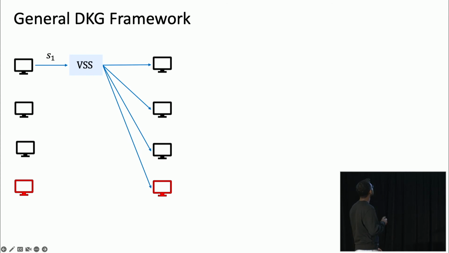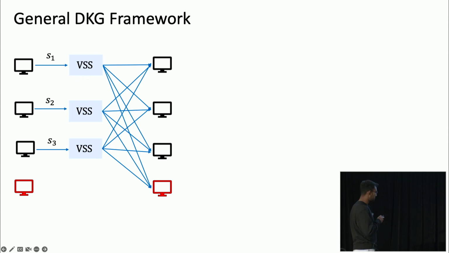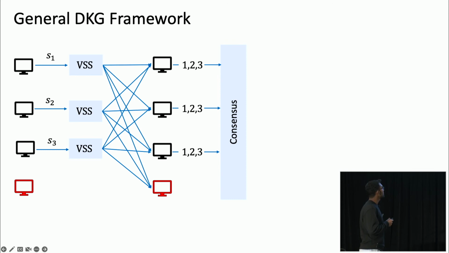OK, let's now talk about how to design distributed key generation. So this is a general framework applicable for both synchrony and asynchrony. You start with verifiable secret sharing. Recall it's a way to secret share a secret value. So each node samples a random secret and secret shares this with all other nodes. Then we run a consensus protocol to agree on a subset of nodes that did the verifiable secret sharing correctly.